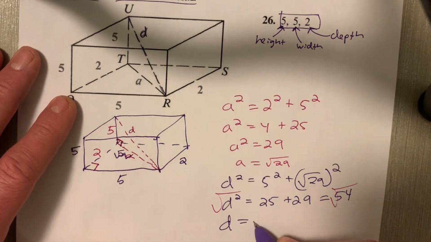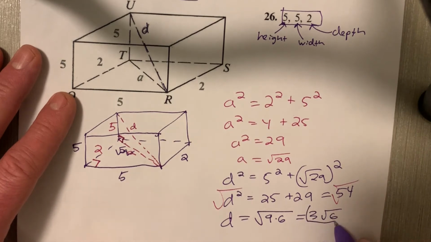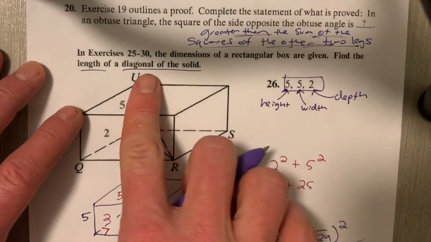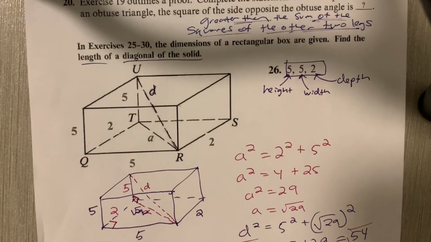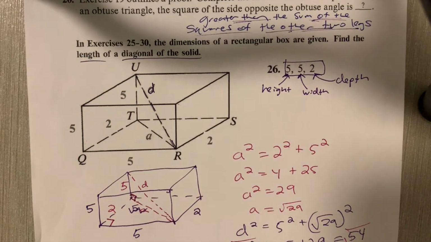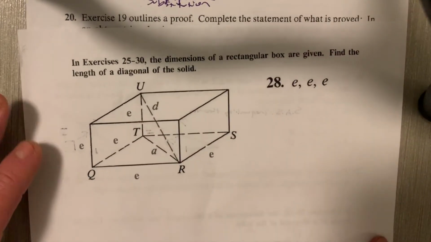The reason that's important is because we can rewrite 54 in terms of its factors, 9 times 6. What do we know about 9? It's a perfect square. The square root of 9 equals 3, and we're left with 3 root 6. And that's our answer for D, which is what we were asked for, the length of the diagonal of the solid. Okay? Final question is number 28.